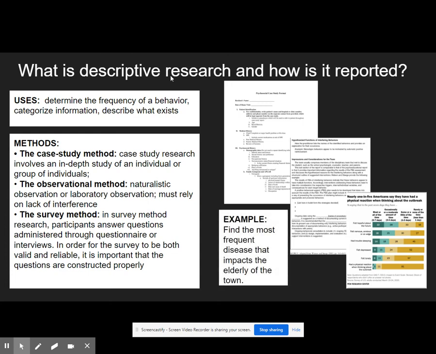An example of descriptive research, and we've already used a lot of examples, is to find the most frequent disease that impacts the elderly of the town. You're not trying to understand the relationship between the elderly and the disease. You're not trying to understand what causes it. You're just trying to see what is the most frequent disease.